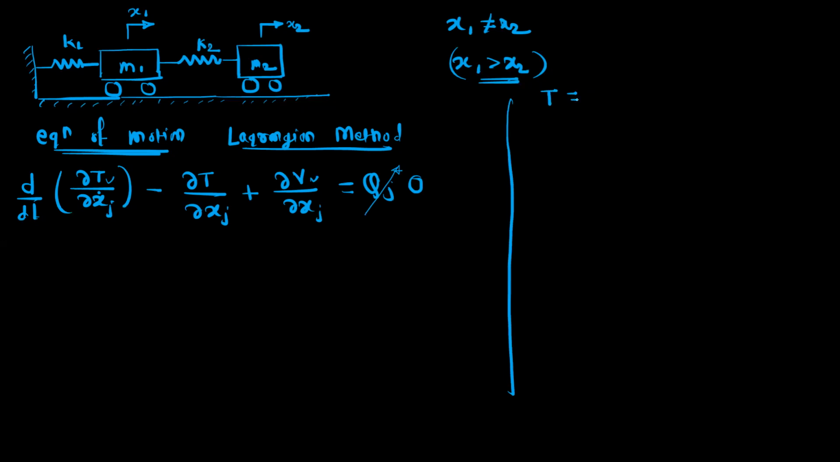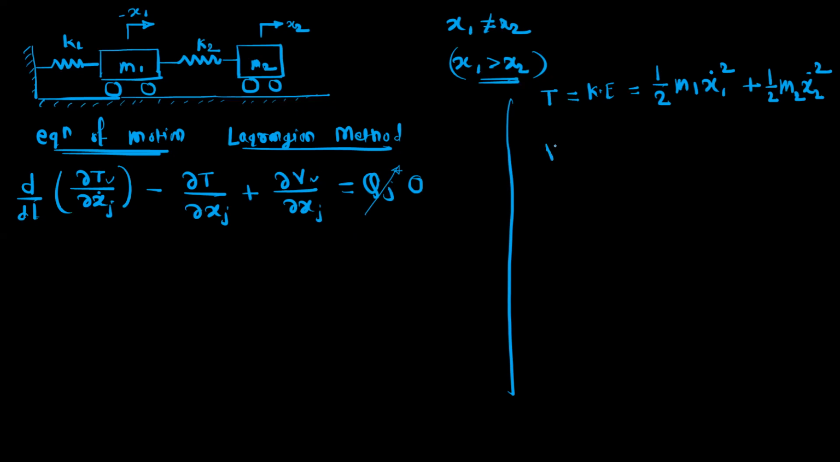So T is the total kinetic energy. Kinetic energy is only associated with the mass. There are two masses, M1 and M2. So we will write the kinetic energy as 1 by 2 M1 and velocity square. For M1, its displacement is x1, so its velocity will be x1 dot square, plus 1 by 2 M2 x2 dot square. So this is the total kinetic energy.